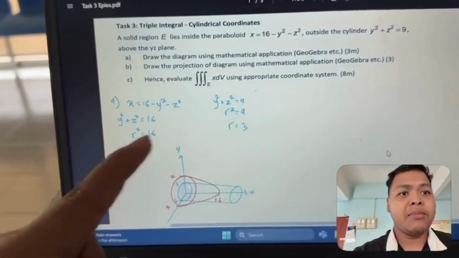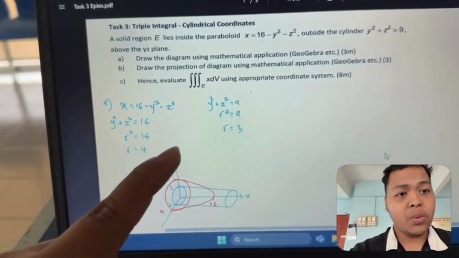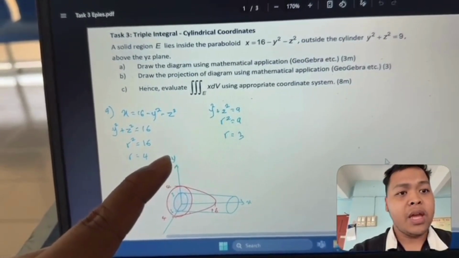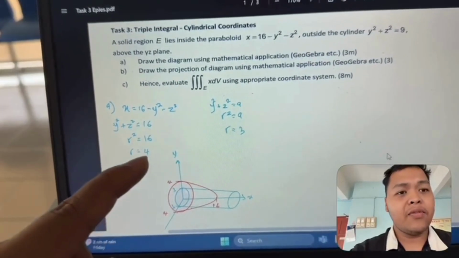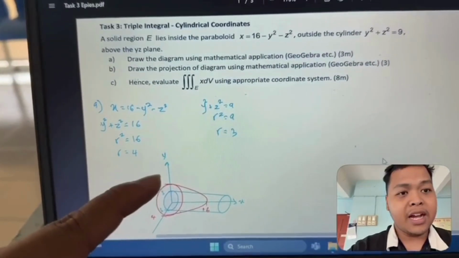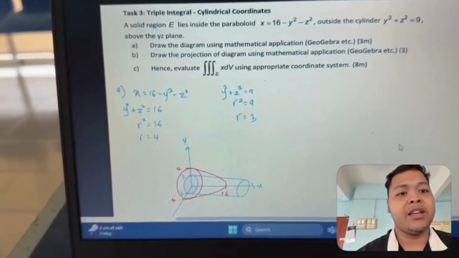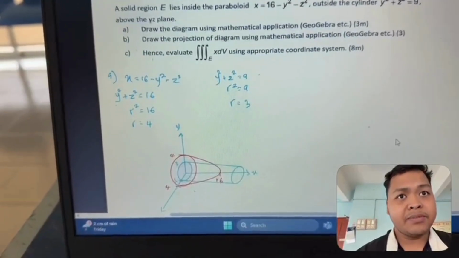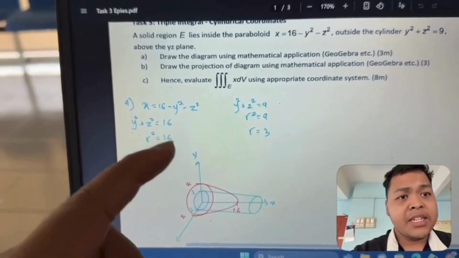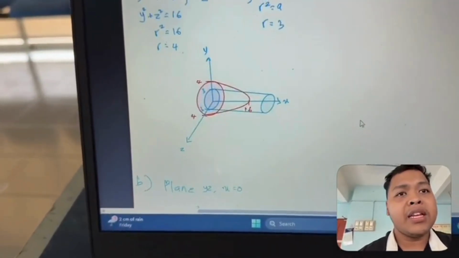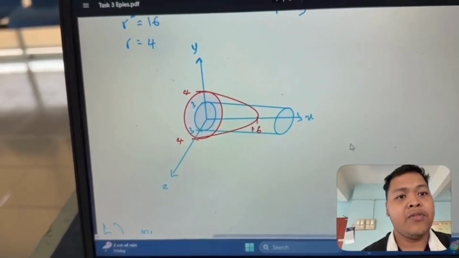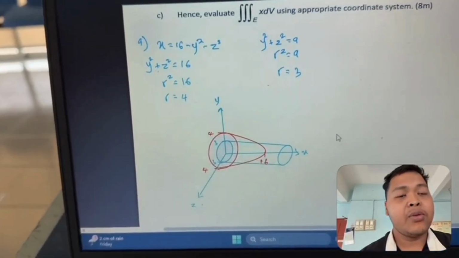I do the same for the cylinder, y square plus z square equals 9. This is a circle formula, and I get r square equals 9, so the radius for the circle is 3. Then the question asks for the diagram using a mathematical application, so the diagram I get is like this. That's all for task 3 question A.